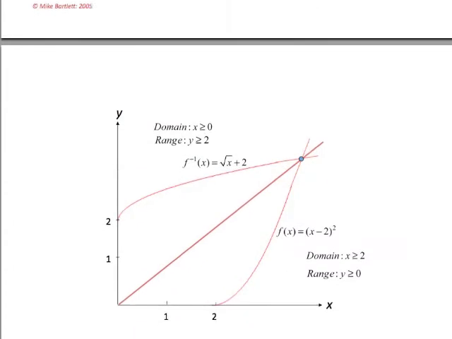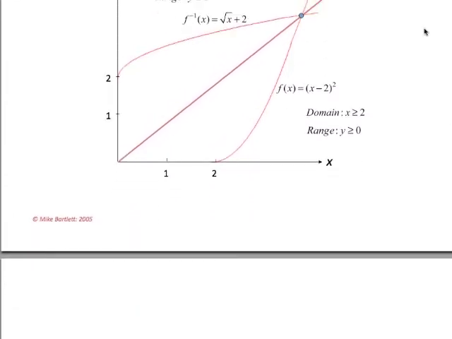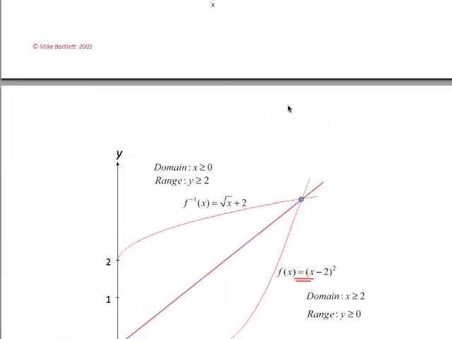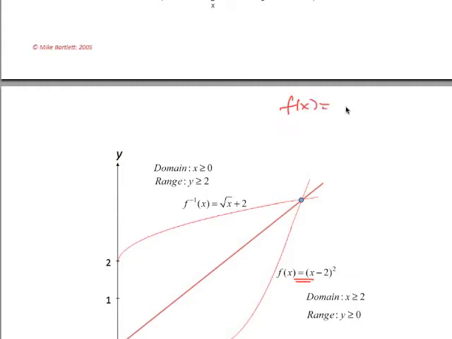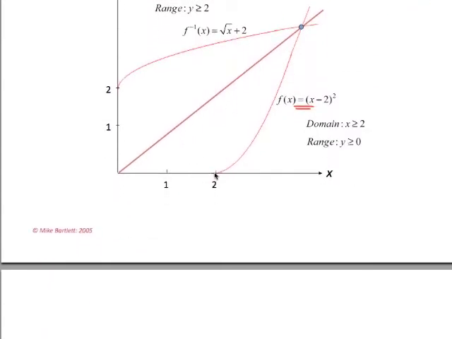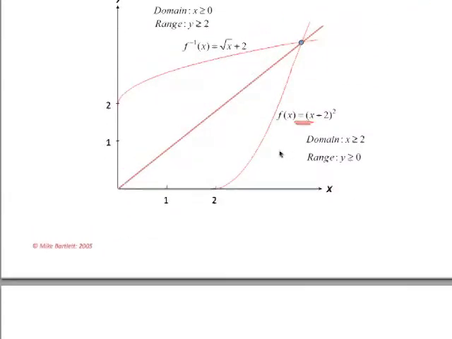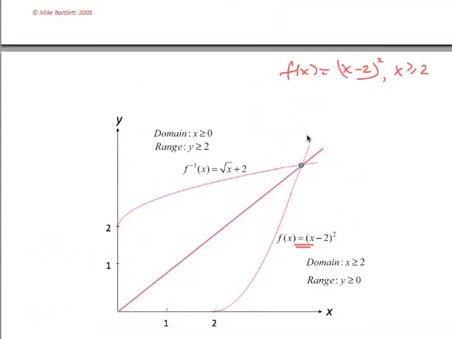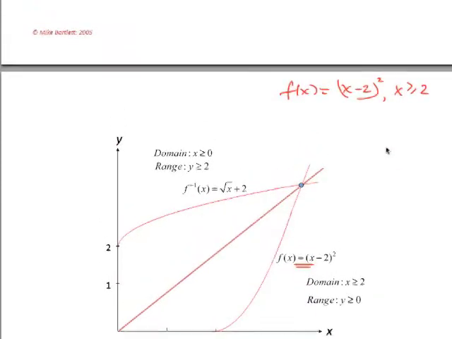Now let's look at this next example. You'll see here that we have a function f of x equals x minus 2 squared, but its domain is x greater than or equal to 2. So that makes it the parabola, which has been moved 2 units to the right, and it's only the positive part of it, so it's this part of the curve here, and so it is 1 to 1.